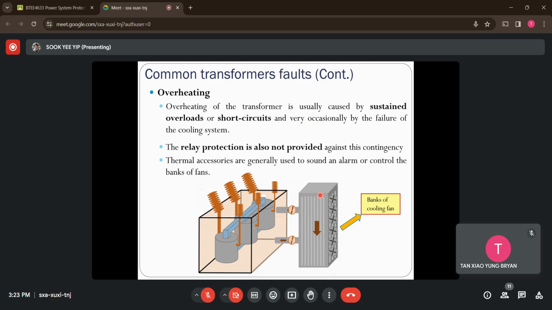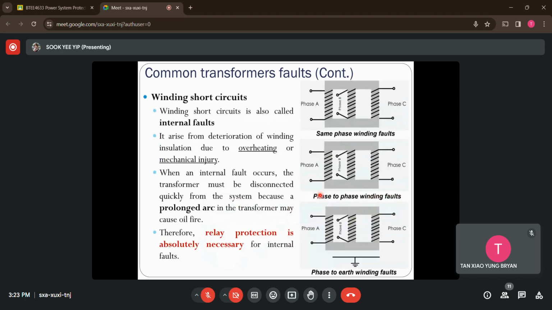All right, so how about the next one, the common failures we could find for the transformer winding, which is short circuit conditions. We have winding short circuit. This is also known as the internal faults of the transformer. If you refer to the diagram on the right-hand side here, there are three possible winding short circuit conditions you can see for the transformer.